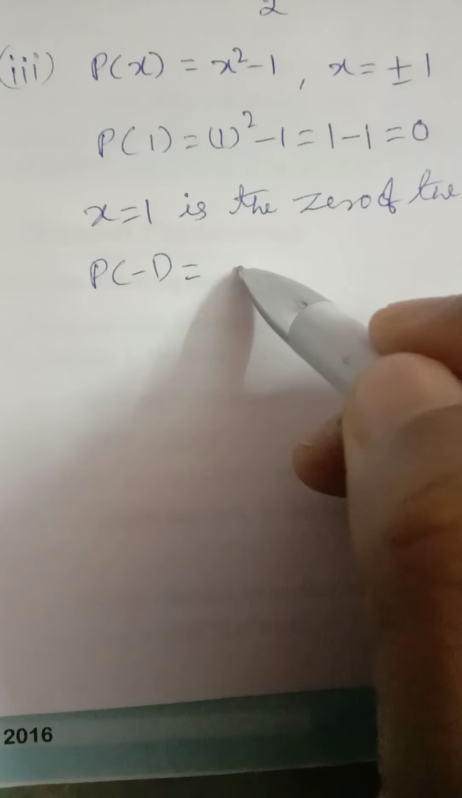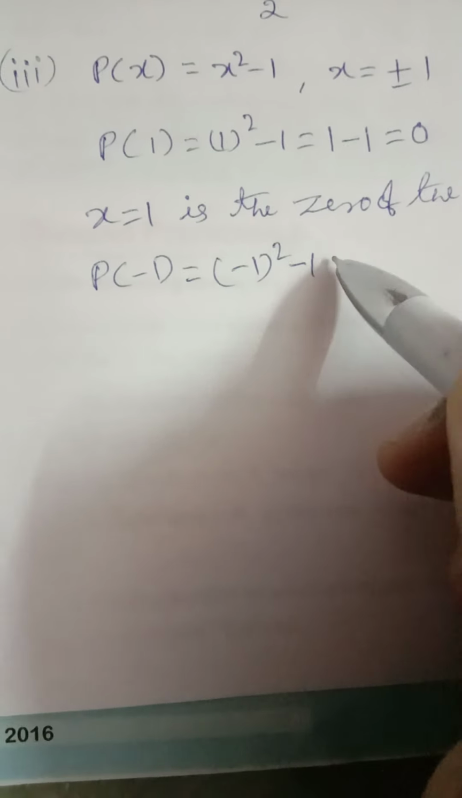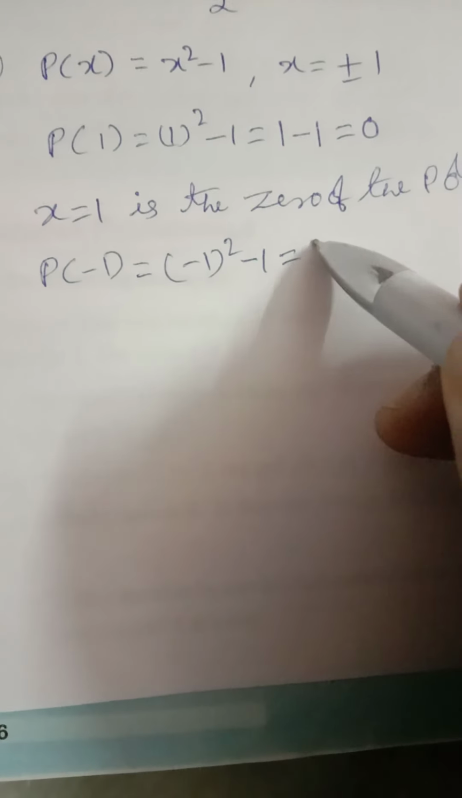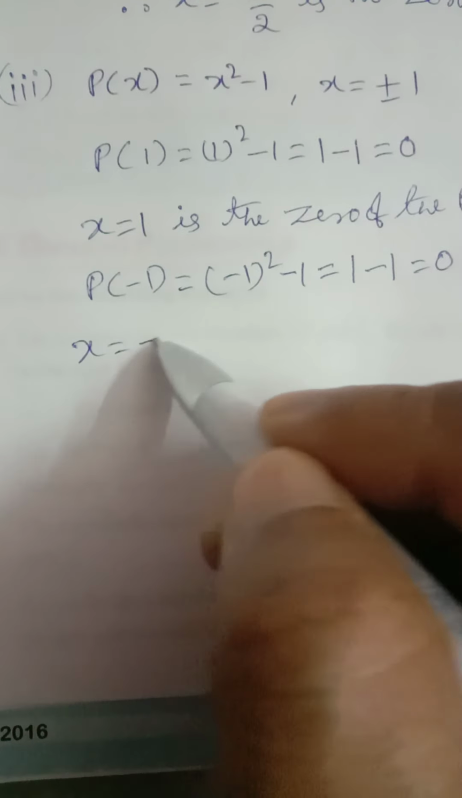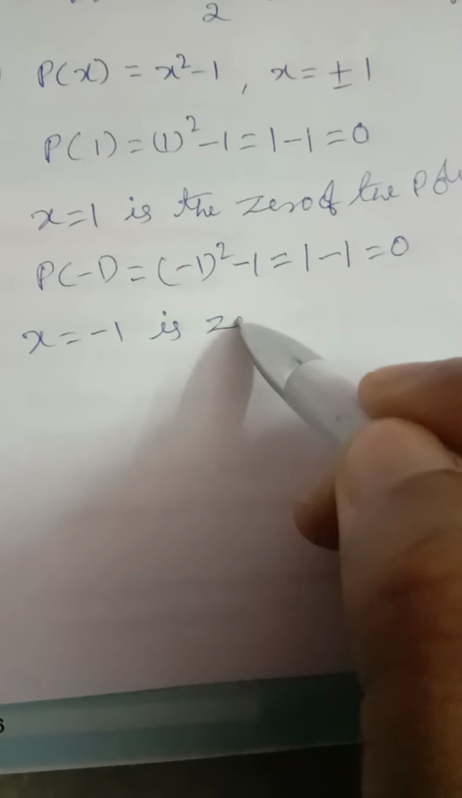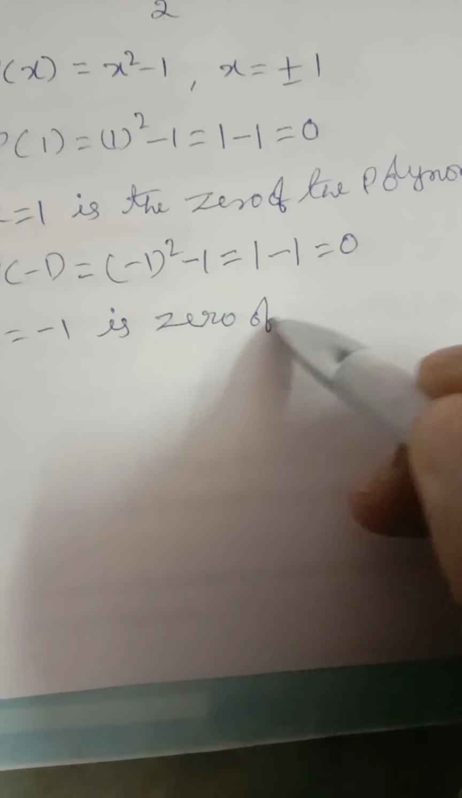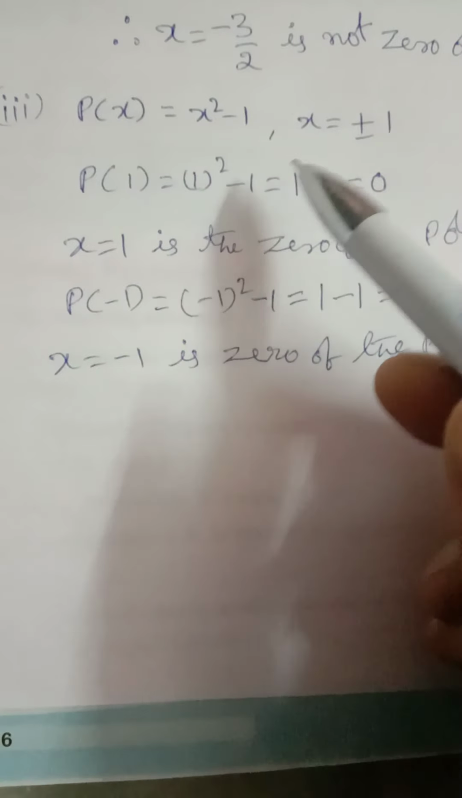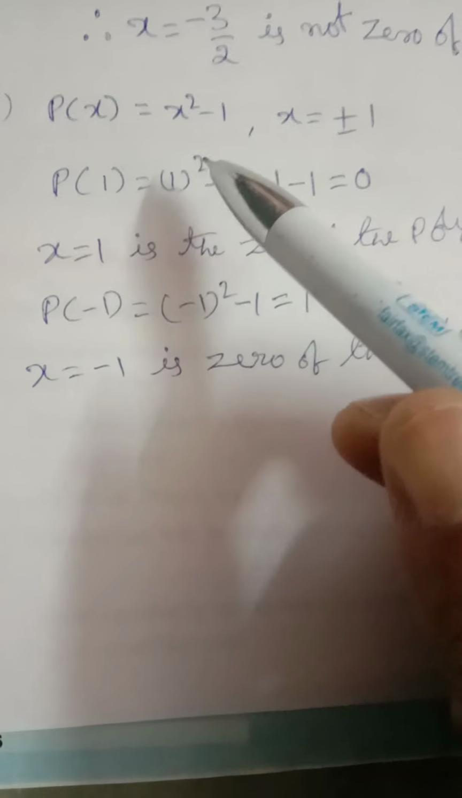Next, p of minus 1. P of minus 1 is equal to minus 1 square minus 1. Minus 1 square is 1, and 1 minus 1 is equal to 0. Therefore x is equal to minus 1 is a 0 of the polynomial p of x. So x is equal to 1 is the 0 of the polynomial, and x is equal to minus 1 is also a 0 of the polynomial p of x is equal to x square minus 1.